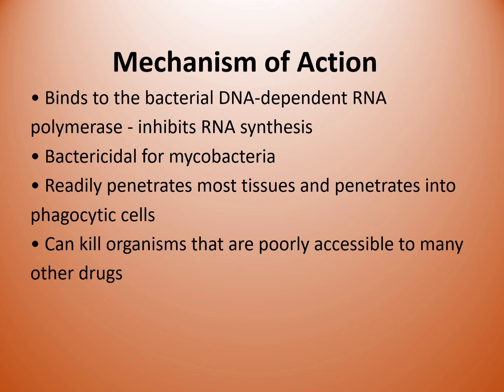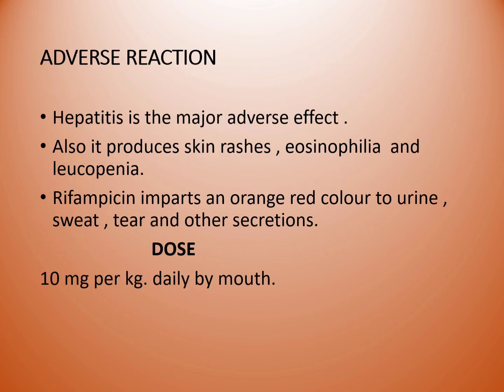Mechanism of action. Rifampicin binds to bacterial DNA dependent RNA polymerase. It inhibits RNA synthesis. It is also bactericidal for mycobacteria. It readily penetrates most tissues and penetrates into phagocytic cells. It can kill organisms that are poorly accessible to many other drugs.